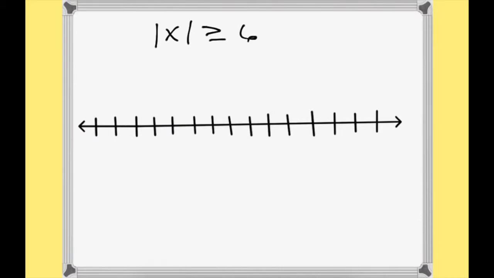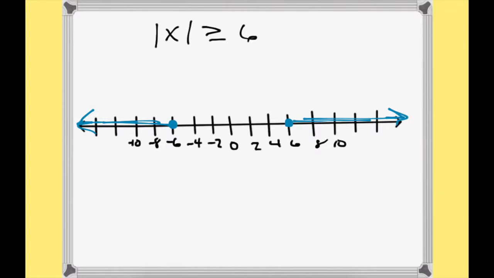or equal to 6, I'm looking for numbers that are further away from 0 than 6. So I start at 0, and I look to the right, 6 units. Let's go up by 2s. So my center is 0, and I'm looking at 6 or more units away. So 6 is 6 units away from 0, and everything to the right is more than 6 units away. Negative 6 is 6 units away from 0, and everything to the left is more than 6 units away.